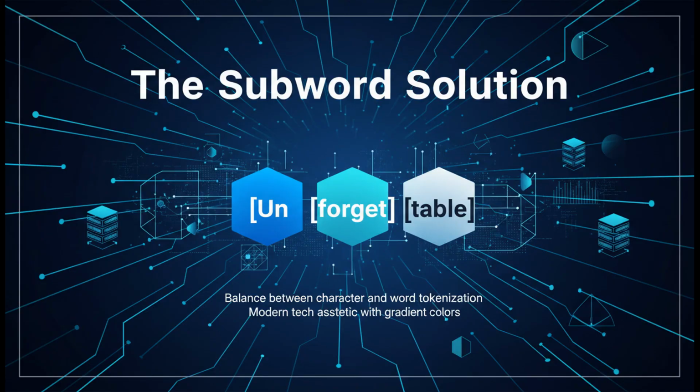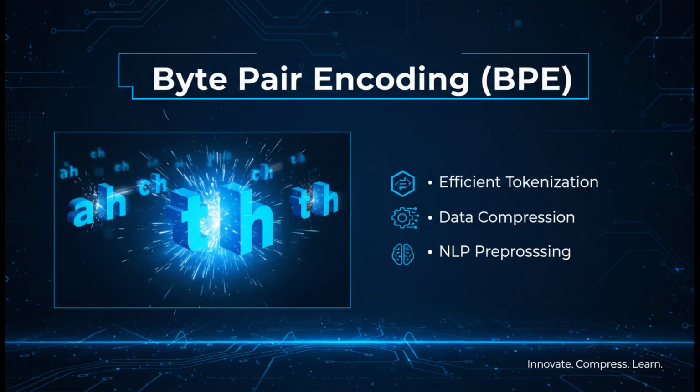It breaks common words into one piece but splits rare words into meaningful subunits. This allows the model to handle any word, even if it has never seen it before, by looking at its familiar parts. BPE is the most popular subword algorithm.